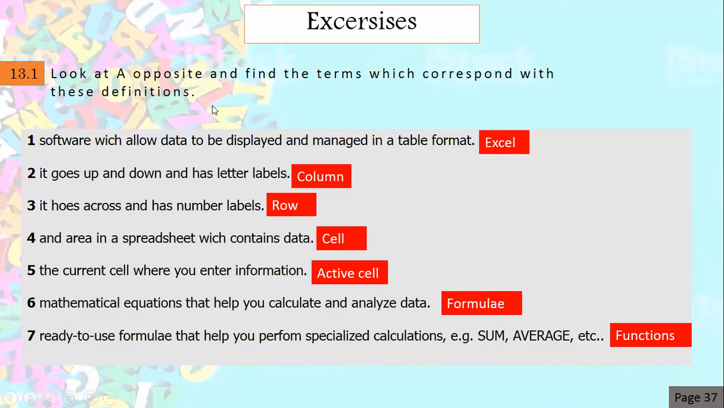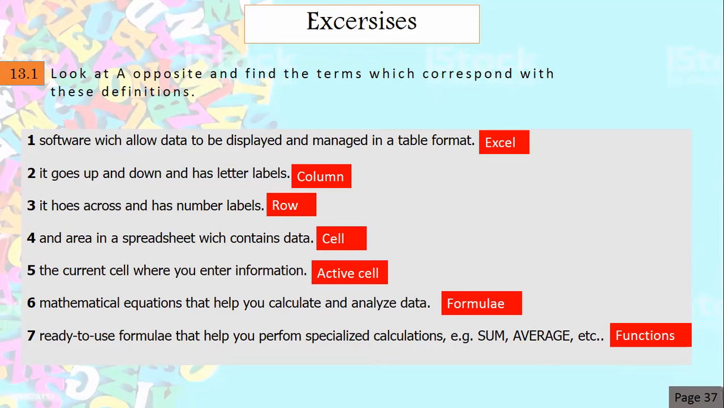Okay, now we have the page of exercises. The first one is exercise 13.1. Look at the opposite page and find the terms which correspond with these definitions. 1. Software which allows data to be displayed and managed in a table format. It is Excel.